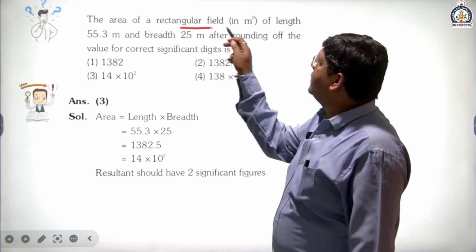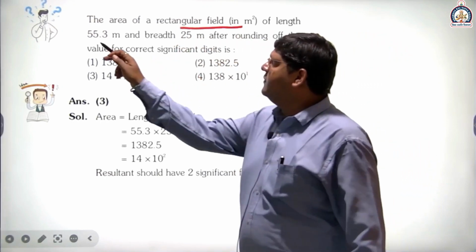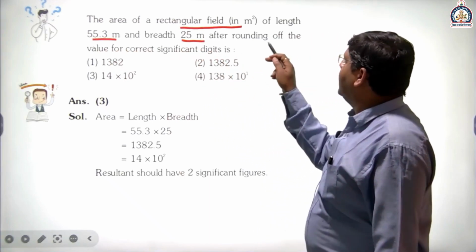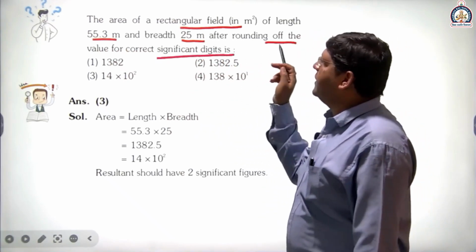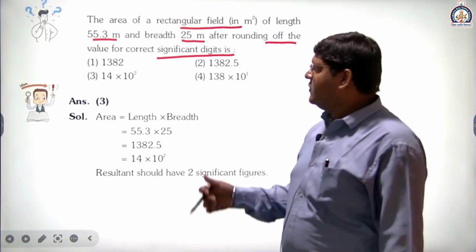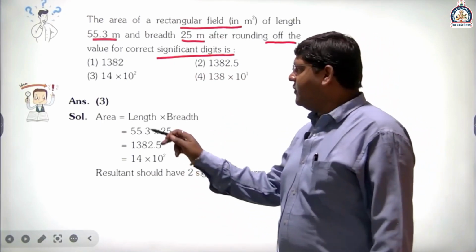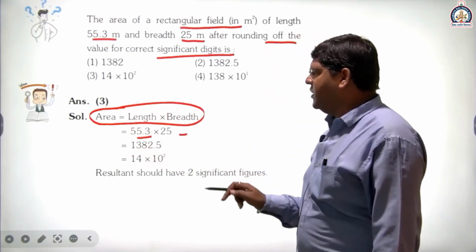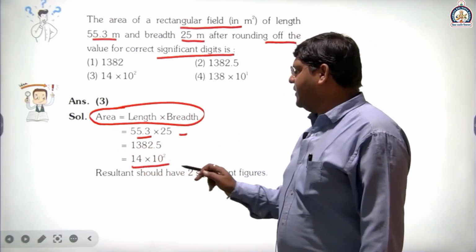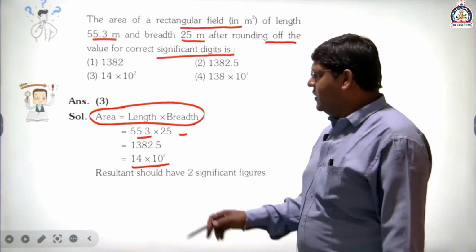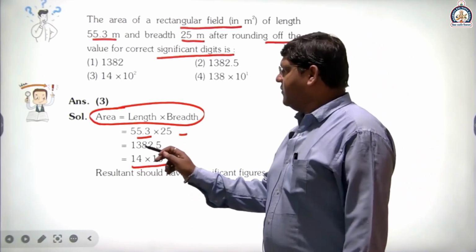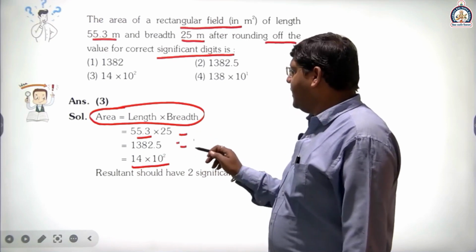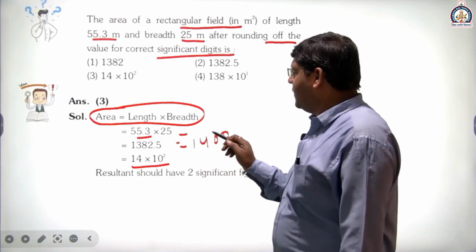The area of a rectangular field in meter square, we are provided with length 55.3 and breadth 25 meter, after rounding off the value to the correct significant digit. This question is related to the significant figure concept. We have to calculate the area. Area of rectangle is given by length into breadth. By just multiplying we get 1382.5. So how do we write this value? 1382.5 is rounded off to 1400, and 1400 can be written as 14 into 10 raised to power 2.